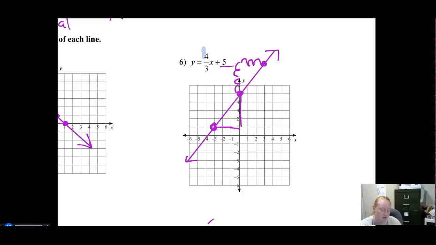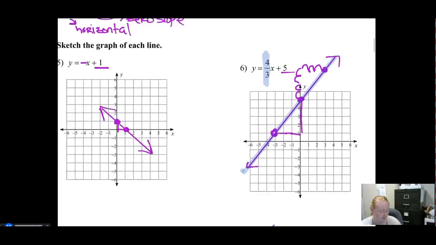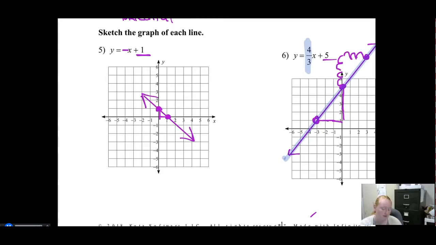Even though this is a fraction, it's still positive. It still moves upward as we move from left to right. This one is negative. It moves downwards as we move from left to right.